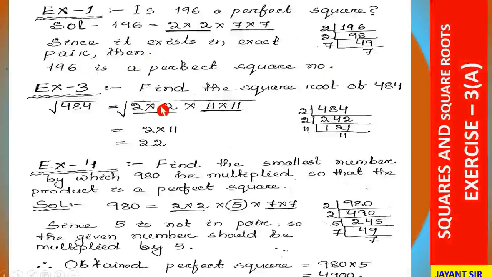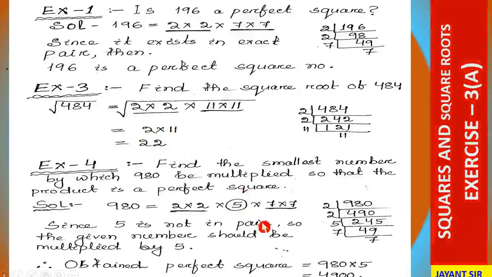Next come to example 3. Find the square root of 484. So root over of 484. Now you come here: 2 2s are 4, 2 4s are 8, 2 2s are 4. Then 2 1s are 2, 2 2s are 4, 2 1s are 2. Then 11 1s are 11, 11 1s are 11. Then 484 can be written as 2 into 2 into 11 into 11. Now from this pair we can take one 2, then from this pair we can take 11. So 2 into 11 equals 22.